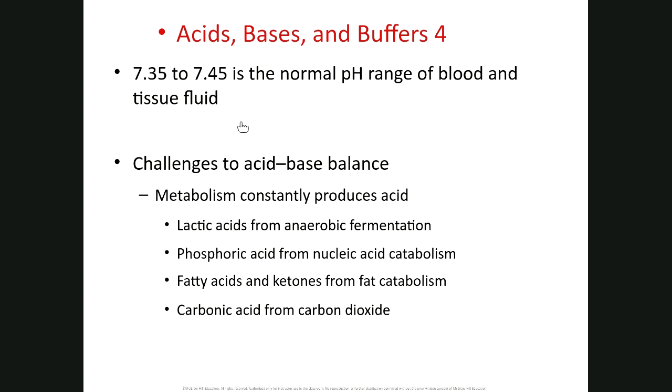But keep in mind, wherever the blood goes, that organ is understood to have that type of pH balance in its tissues. Okay, so other acid sources are lactic acid from anaerobic processes, phosphoric acid, fatty acids and ketones from fat breakdown, and carbonic acid from carbon dioxide.